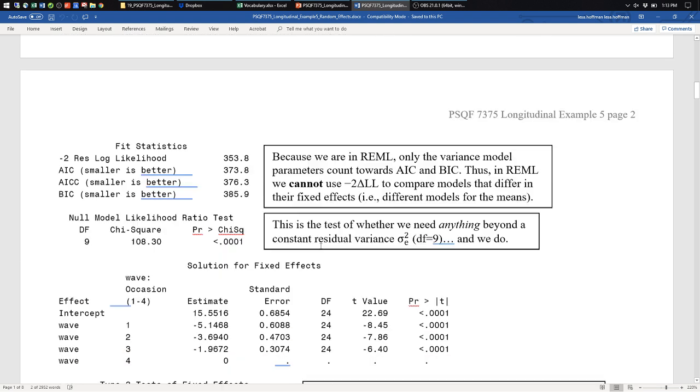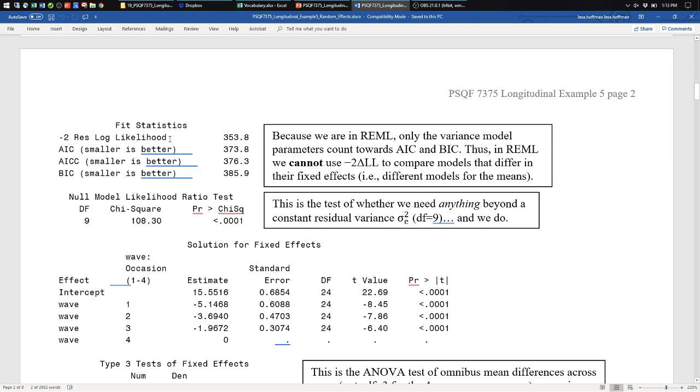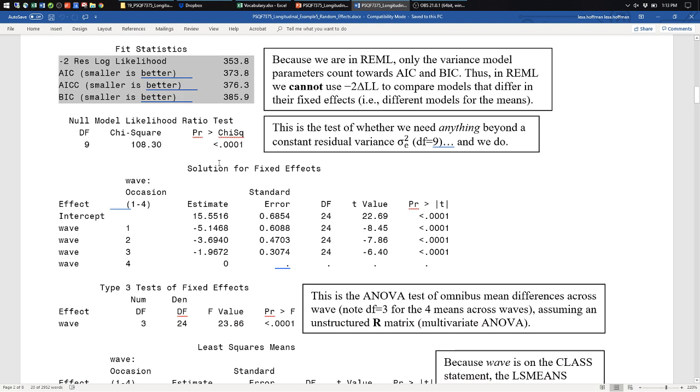All right. So here's my -2 res log likelihood. By the way, if you're ever not sure if you're in ML or REML for your estimator, check this number right here, this word, excuse me. Res log likelihood means it's REML. The res will be missing if you're in ML. So this table is here, but we don't need to use it for anything right now because we're not doing any model comparisons. We're just looking at what the parameter estimates are to get a sense of the patterns.